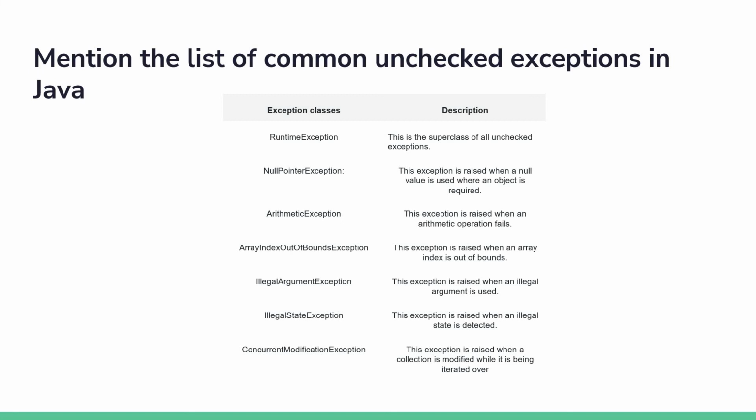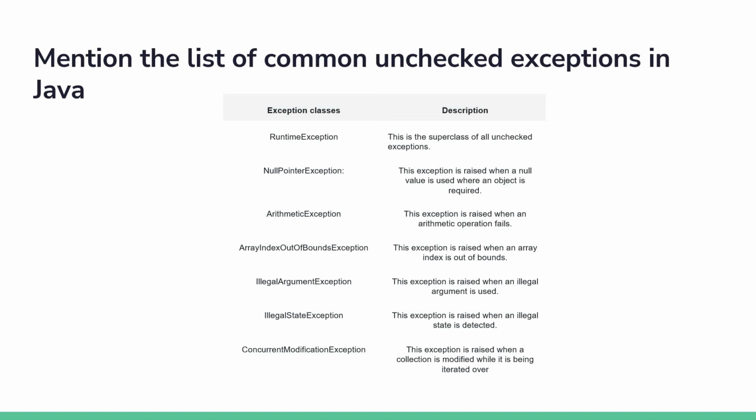Mention the list of common unchecked exceptions in Java. Runtime exception, null pointer exception, arithmetic exception, array index out of bounds exception, illegal argument exception, illegal state exception, concurrent modification exception. Runtime exception is the superclass of all unchecked exceptions. That tells you the story. Null pointer exception is raised when a null value is used where an object is required. Arithmetic exception is raised when an arithmetic operation fails. The name is very obvious.